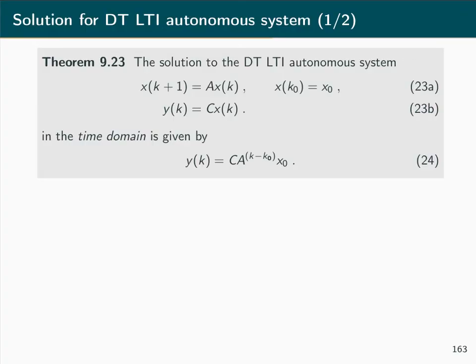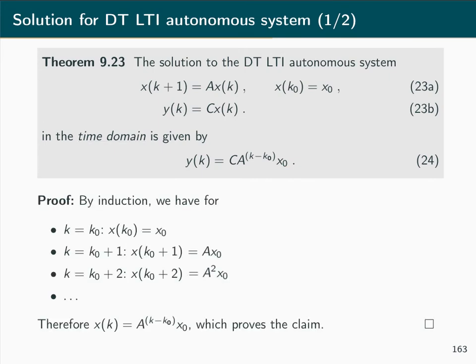Equipped with this knowledge, we now proceed to the solution of discrete time state space models, beginning in Theorem 9.23 with the solution to a discrete time linear time invariant autonomous system given in equation 23 in the time domain, which is given by y of k is equal to C times A to the power k minus k naught times x naught.